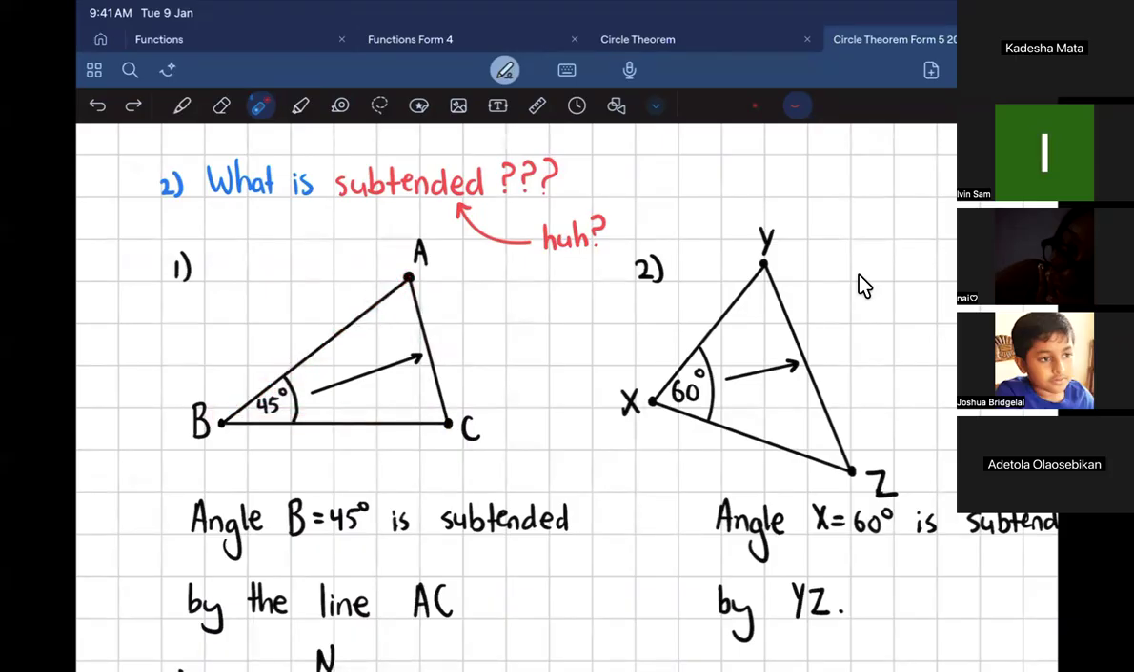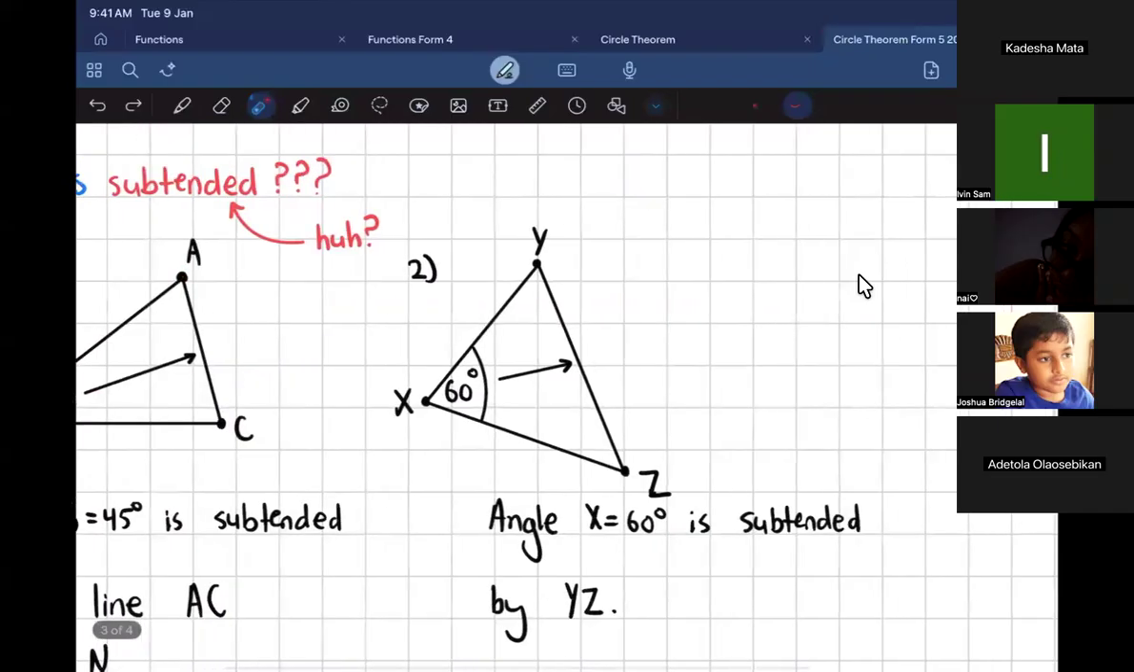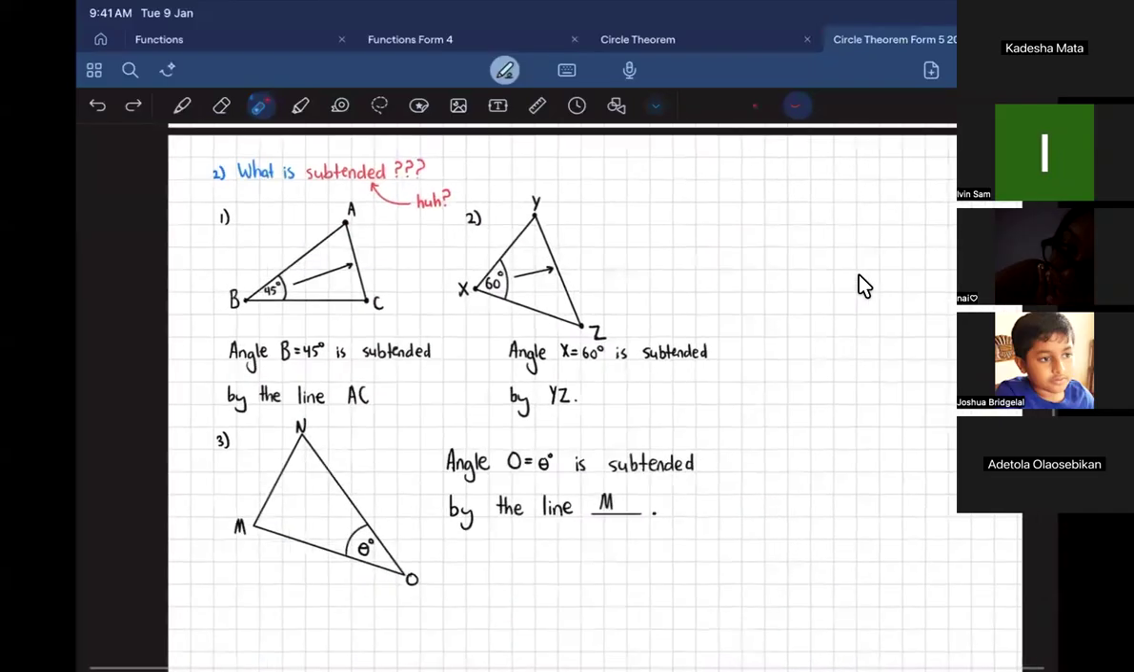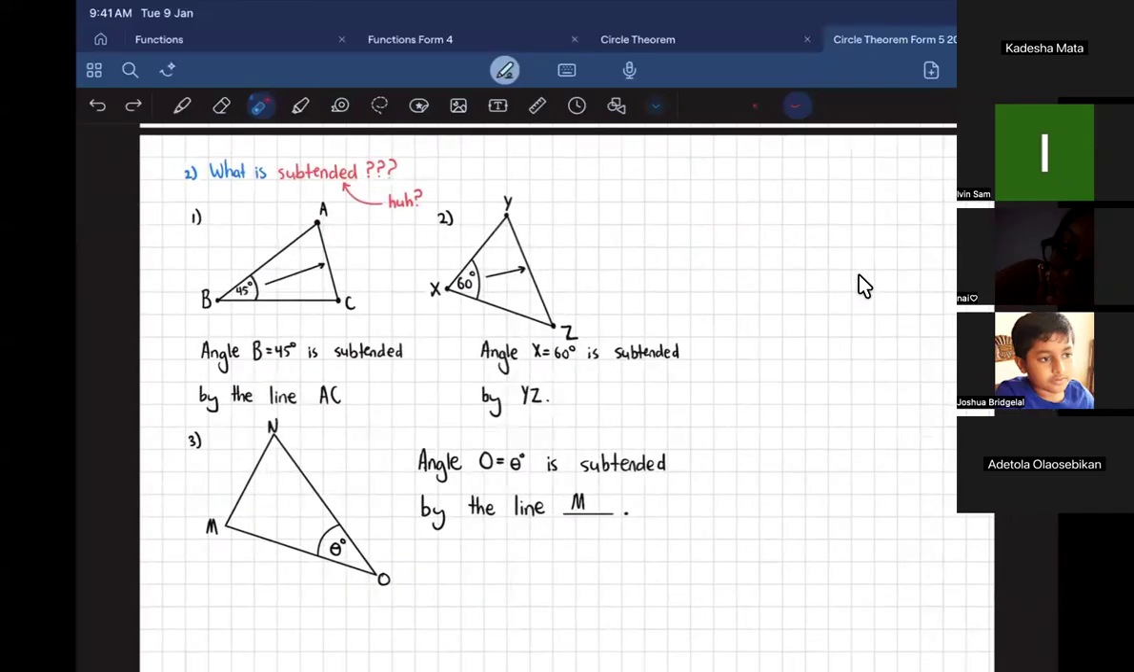We already drew that one. What about this? If you're looking at this diagram, it looks like the angle is standing up on what? Standing on A and C. Correct. So that's another way to think about it, right? Standing up on.